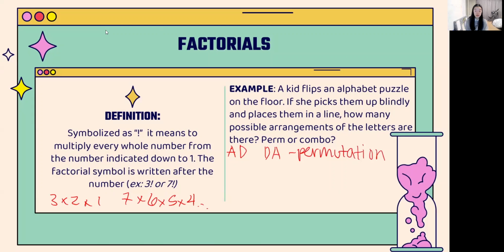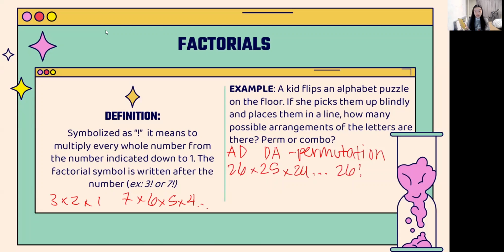Now, how many possible arrangements are there? There's 26 letters in the alphabet, and every time you put one down, you have one less possible letter to put down. So it's going to be like before, 26, 25, 24, dot, dot, dot. Or now we can say it's 26 factorial.